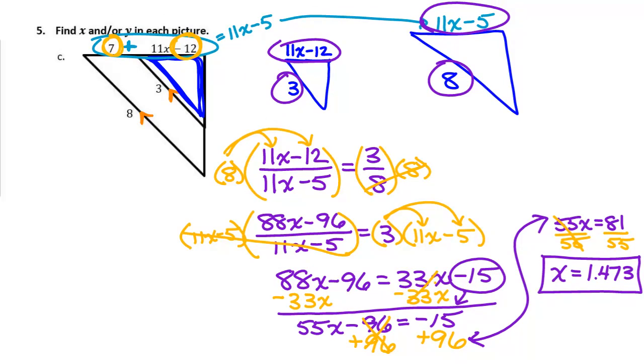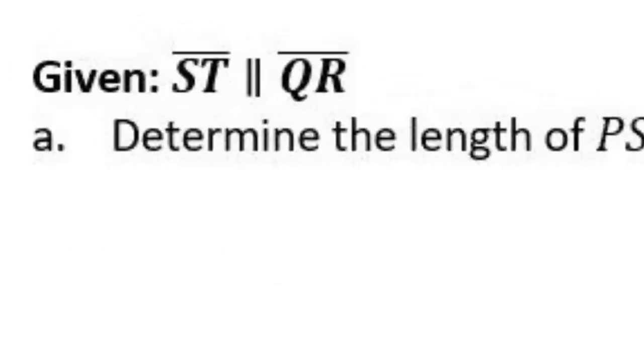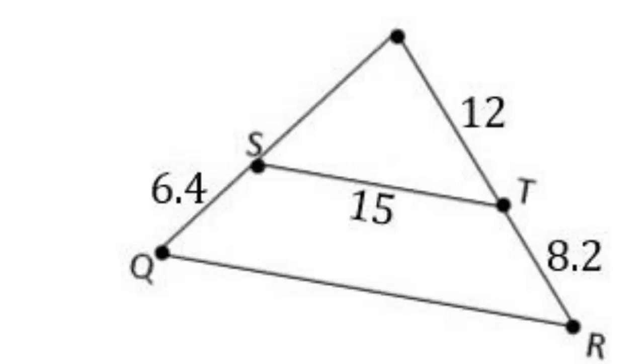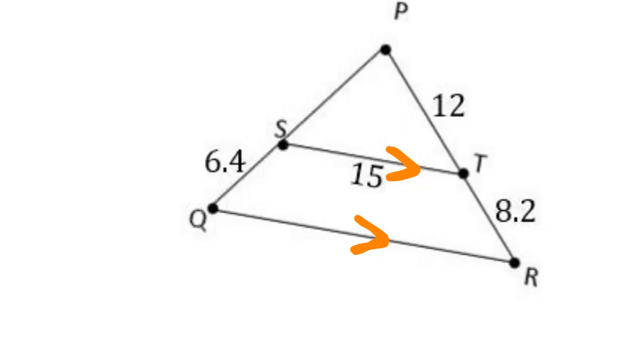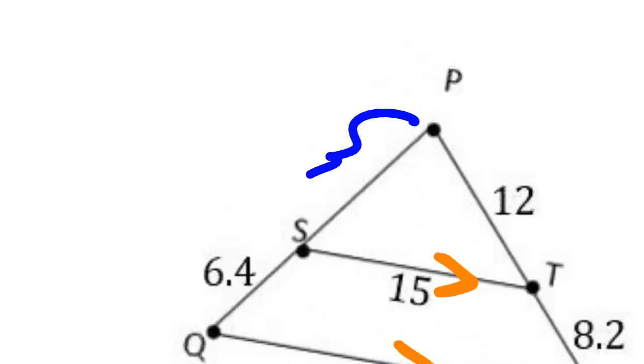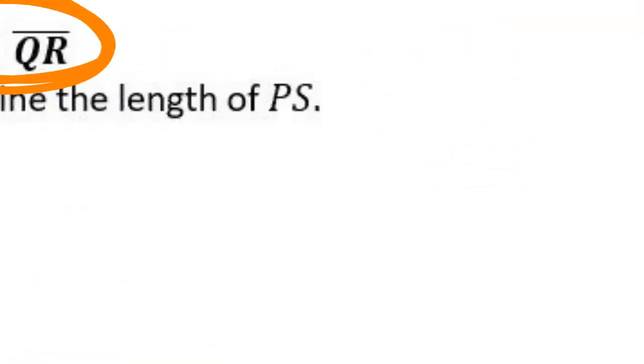Let's look at number 6. What does it tell me in my given information? ST is parallel to QR. I'm going to go add that to the picture because it's not marked. ST is parallel to QR. What do they want me to find? PS. So this is what I'm looking for. I have parallel lines. Yay.